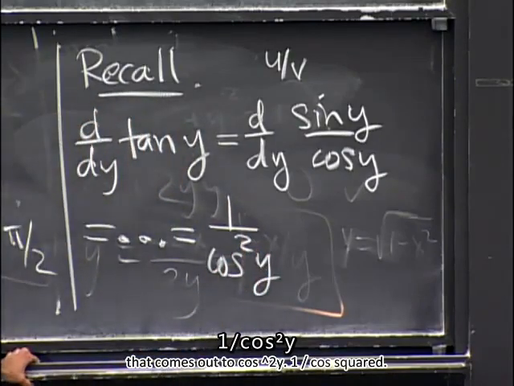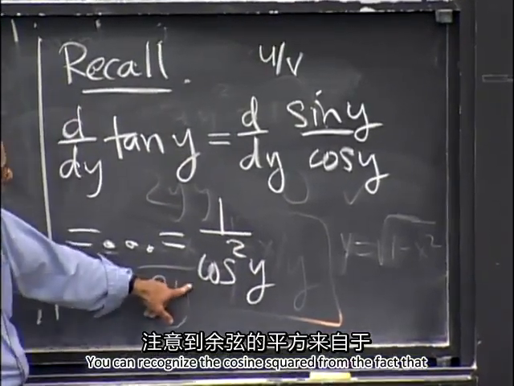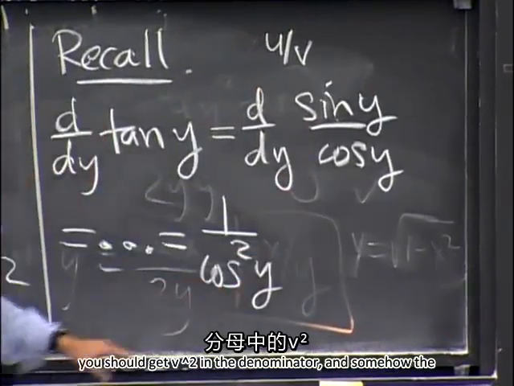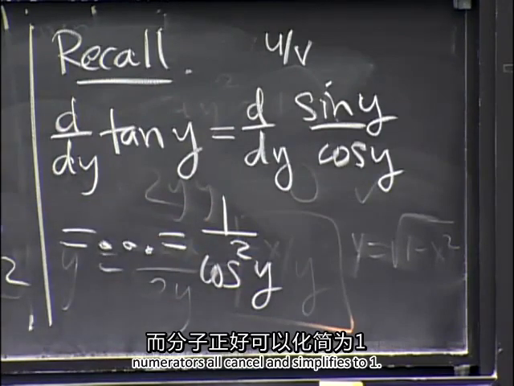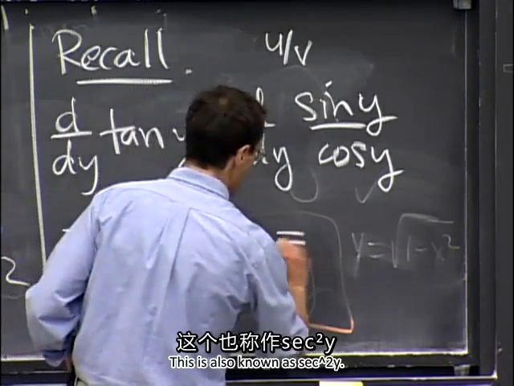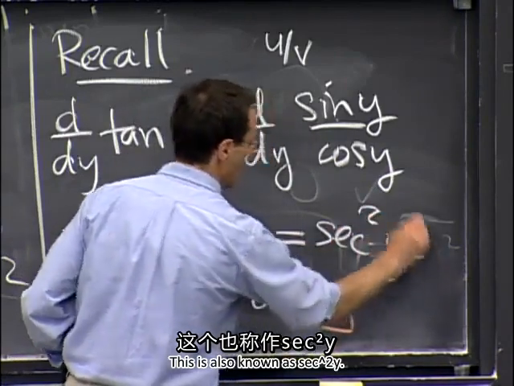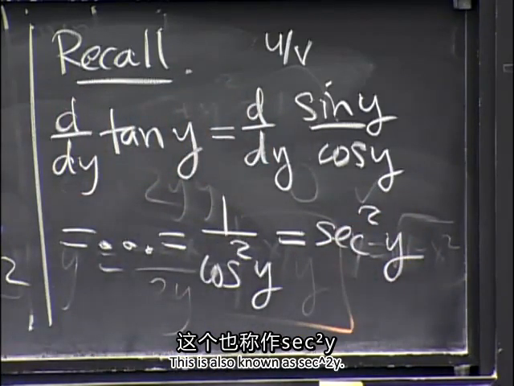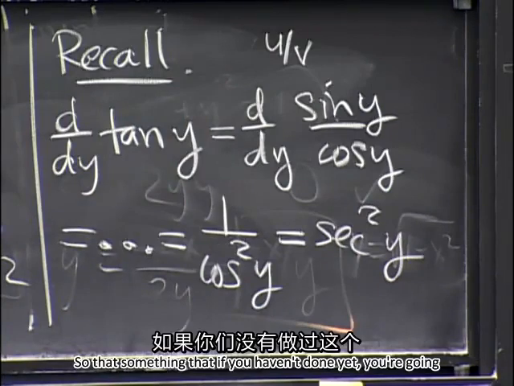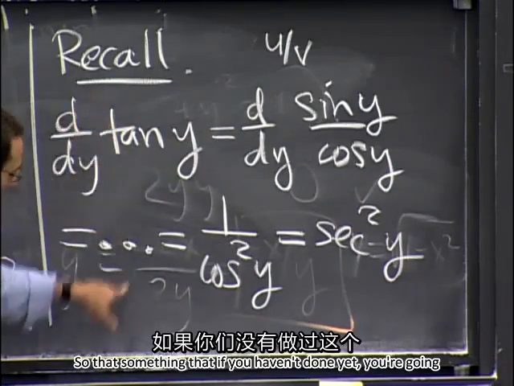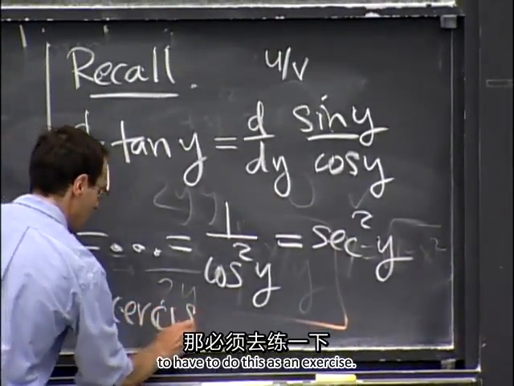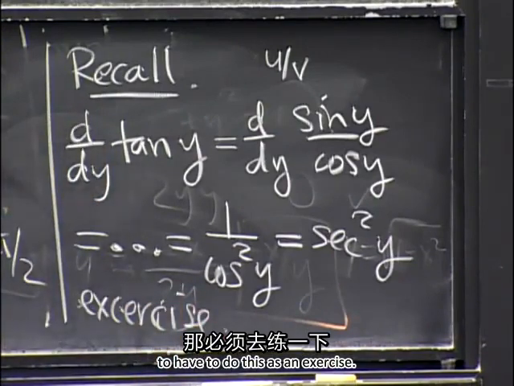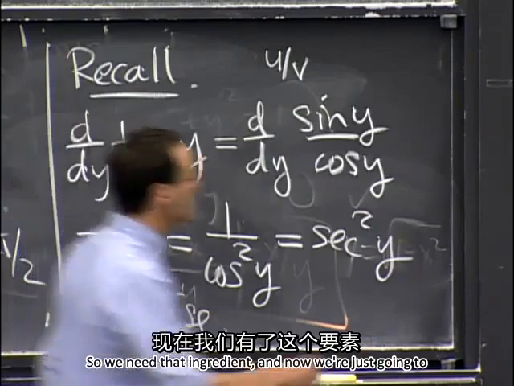You can recognize the cosine squared from the fact that you should get v squared in the denominator. And somehow the numerator all cancels and simplifies to 1. Okay? And this is also known as secant squared y. All right? So that's something that, if you haven't done it yet, you're going to have to do as an exercise. Okay, so we need that ingredient, and now we're just going to differentiate our equation.